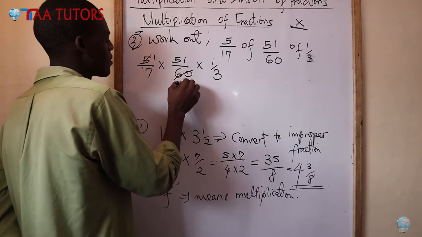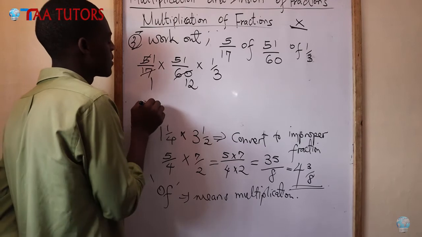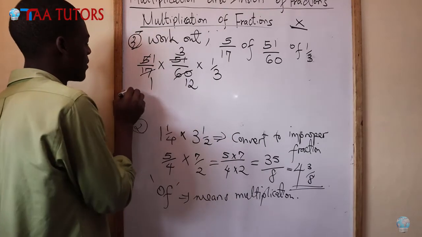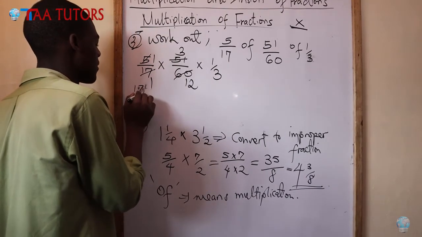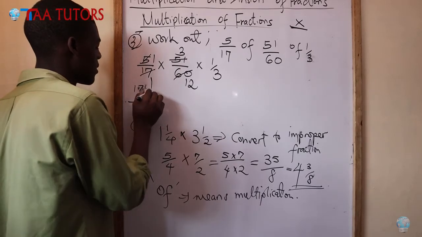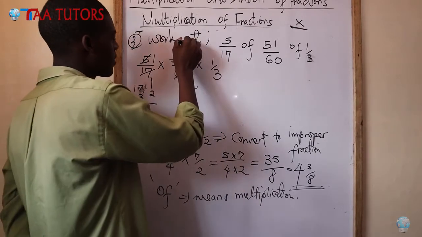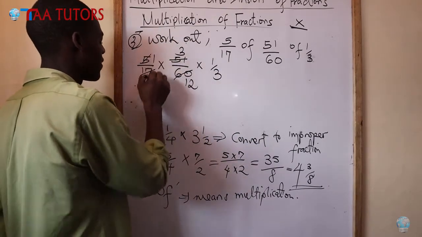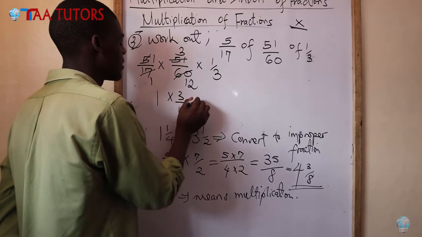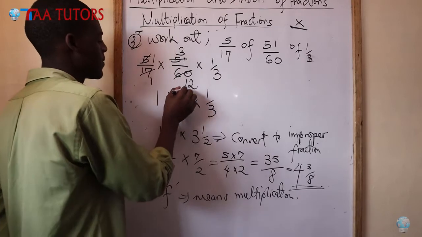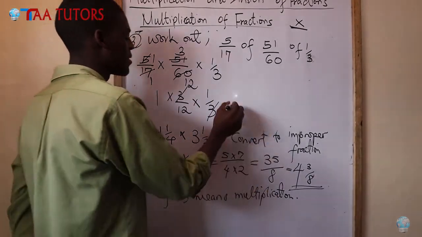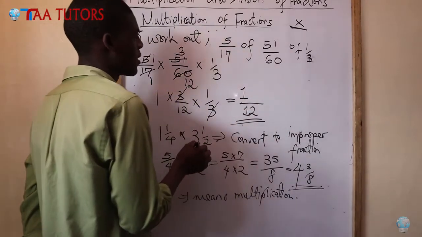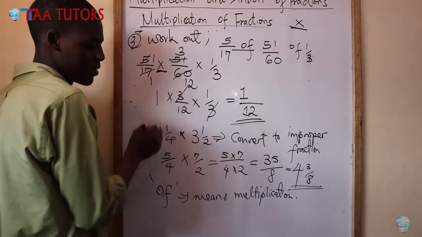5 here once, 5 there 12, 17 here once, 17 there 3. Let me rewrite first. We will have 1 over 1 times 3 over 12 times a third. This one and that simplifies, so that our answer is 1 over 12. So when you are given "of", it simply means multiplication.